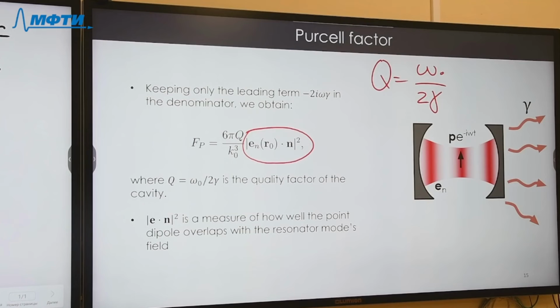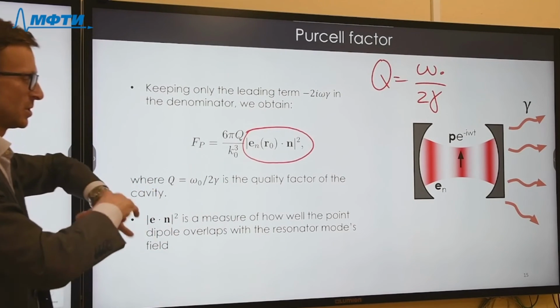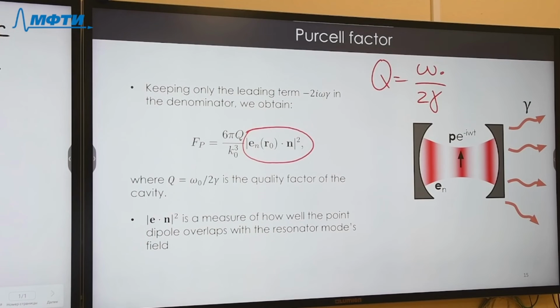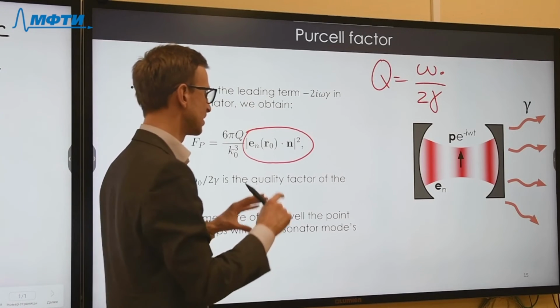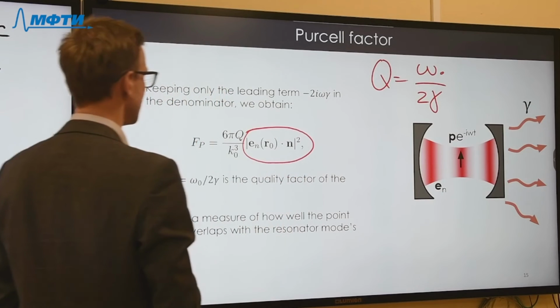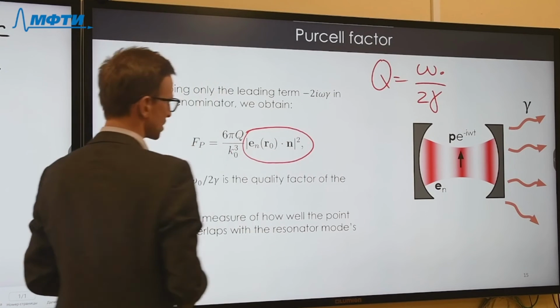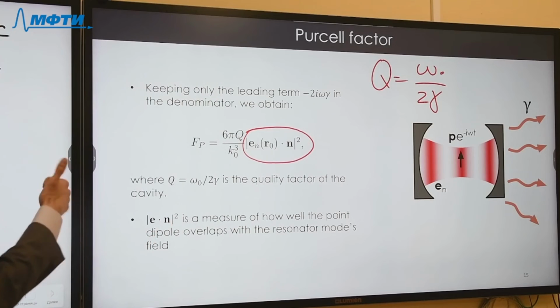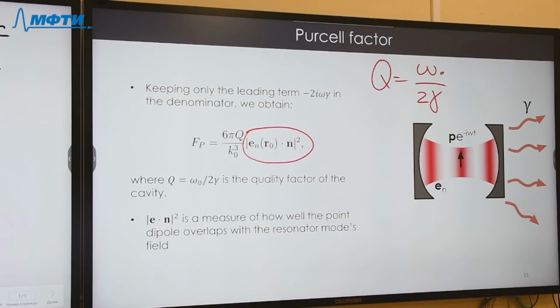And this is what I tried to emphasize when I explained how local density of states differs from total density of states. Total density of states doesn't care about this projection. It only counts the modes of the system globally. But local density of states cares about how much field you have at the current position in the cavity. And so we need to calculate this dot product between the electric field of the cavity and the direction of the dipole.